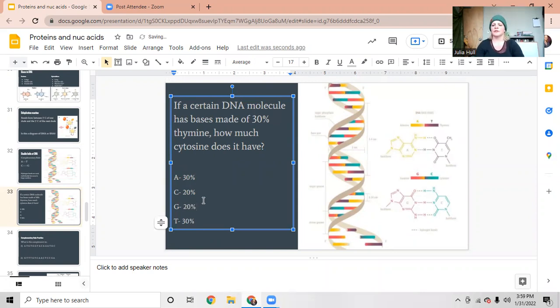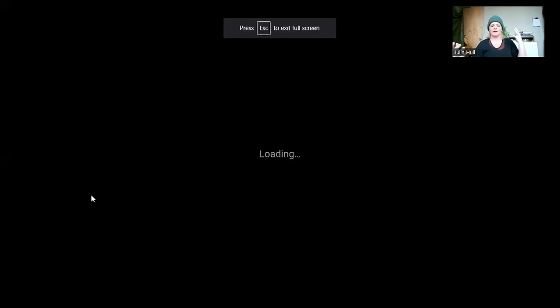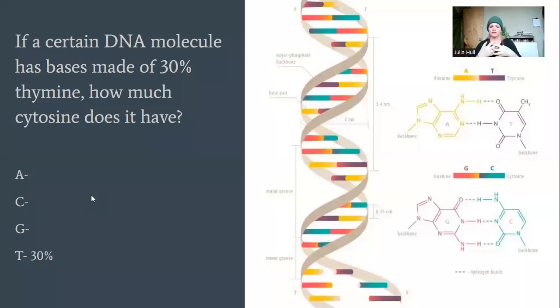So make sure that this makes sense to you and that you can do these calculations because this might be on the exam. So if I give you any percent of one of the bases, you can figure out what the percentage is for the rest of them by knowing the A's and T's go together and C's and G's go together.